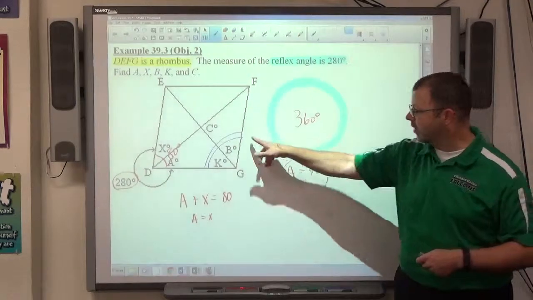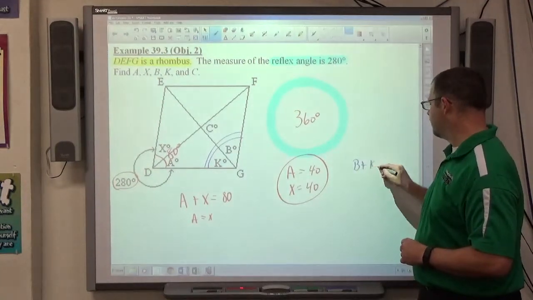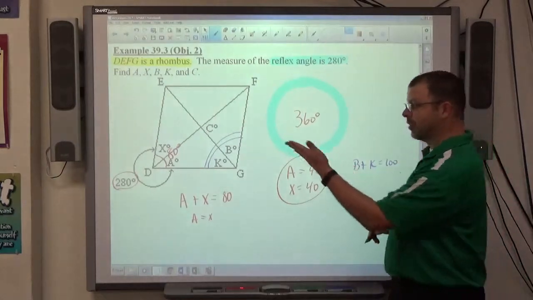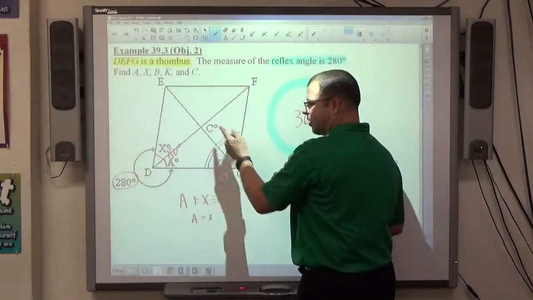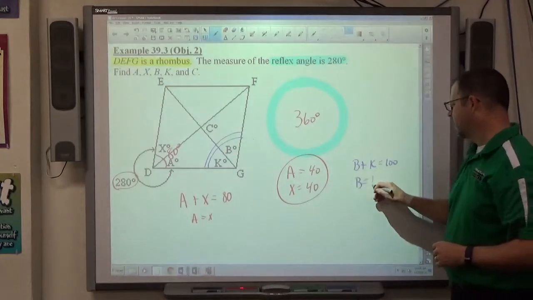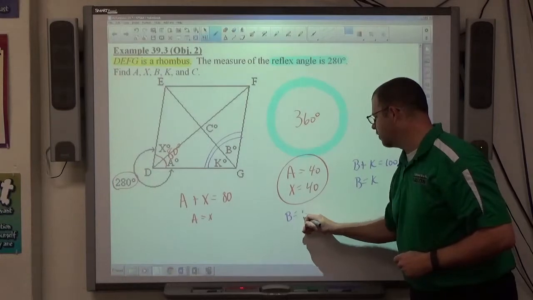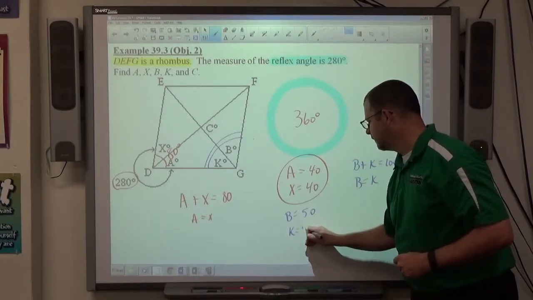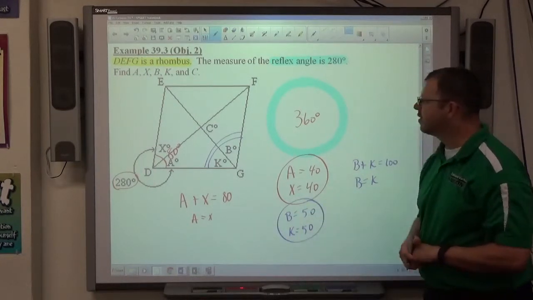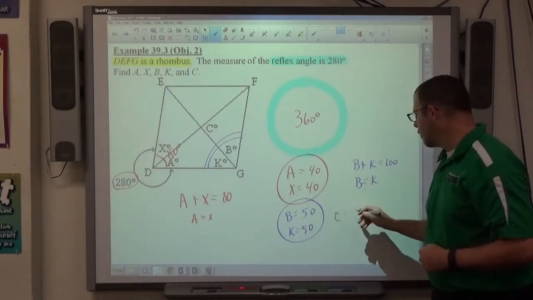So how big is this angle here? 100. So I know that B plus K has to be 100, right? I also know, since it's a rhombus, that EG is going to cut this whole angle in half, so I know that B has to equal K. So how big are B and K? 50. B equals 50, K equals 50. How big is C? 90, right? Here's a couple ways of finding C.